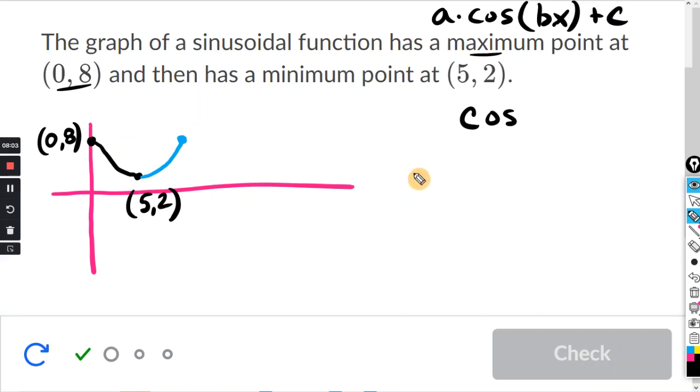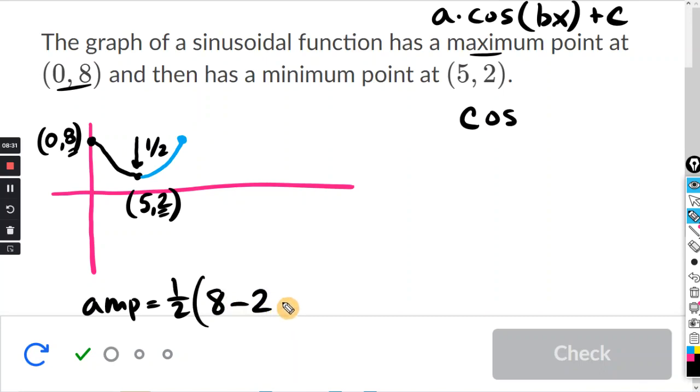Okay. Now a is based on the amplitude, and the amplitude, if you go from a max to a min, you need to take half of that number. Okay, so for the amplitude, it's just going to be half the distance of the max to the min. So we're looking at vertical distance, we're looking at y-coordinates, it's just going to be 8 minus 2. Half of 8 minus 2. And if it comes out to a negative, take the absolute value. Okay, half of 6 is just 3. So the value for A is just 3.